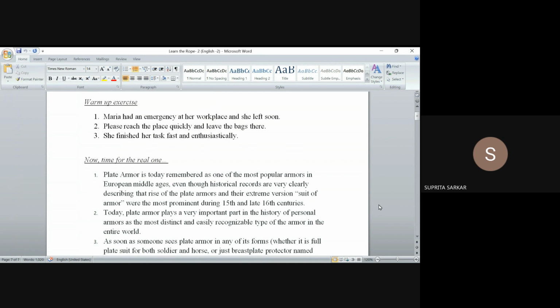Emergency. Sorry, louder, please. I'm not able to hear you. Emergency. Is emergency an adverb? Read the sentence again. Maria had an emergency. It's a noun, right? It's not an adverb. Soon is an adverb, right? What kind of adverb is this? Soon. Adverb of time.